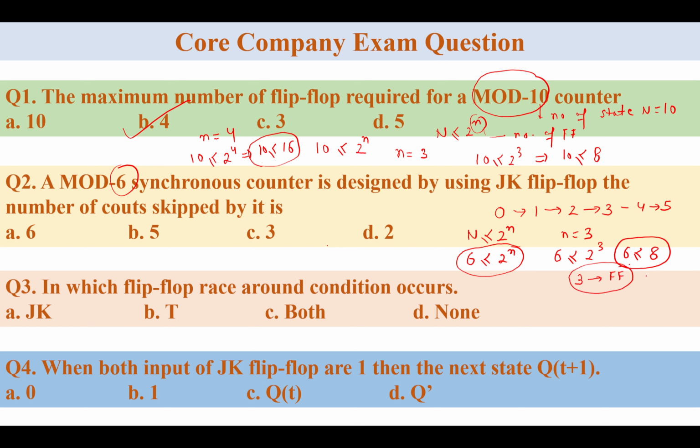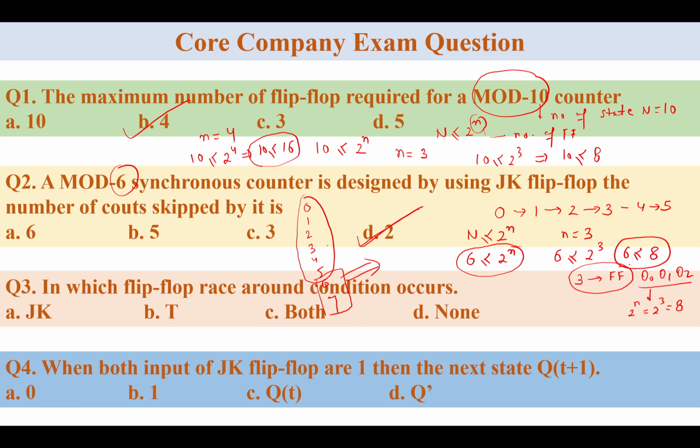The outputs may be Q0, Q1 and Q2. So how many combinations? 2 to the power 3 means 8 combinations. We have to check 0, 1, 2, 3, 4, 5, 6, 7. These are the states, but we have to count only 0 to 5. That means states 6 and 7 are unused. These two states are unused in the counting process. So the correct answer is D. 2 states are skipped here.